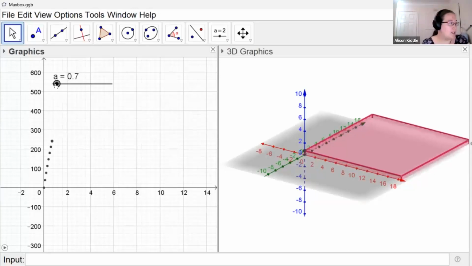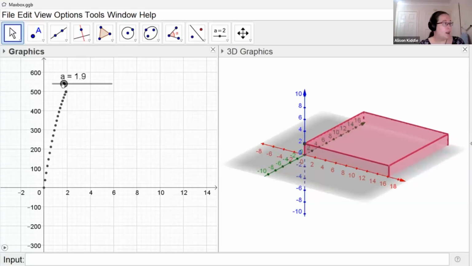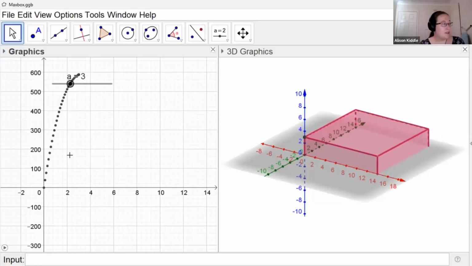So as A increases from 0 to 1, I've now got this, if I cut out a 1 by 1 square at each corner, and so I've got that 18 by 18 cuboid with height of 1, and so that's giving me a value of 324. And what's happening on the box on the left is that the graph is showing the volume of the cuboid for each value of A that I plot. And so I can continue on up to 2, up to 3. And this is nice because I'm starting to show the in-between values as well to students.